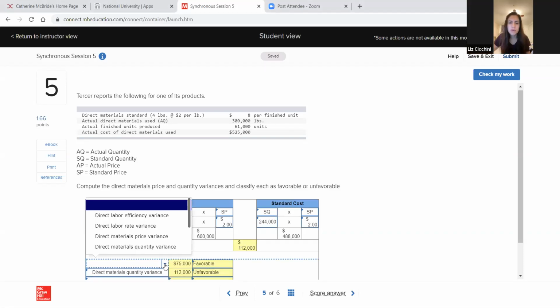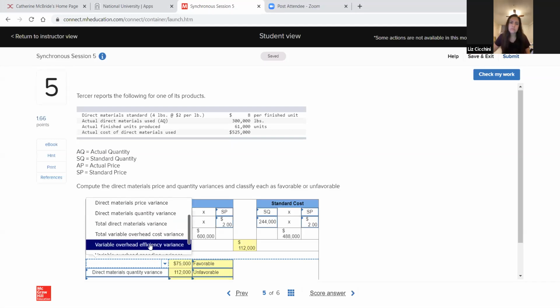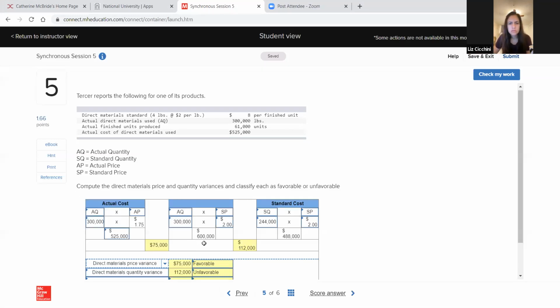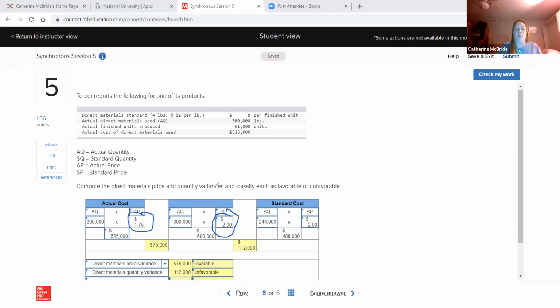Could you repeat that? So we plan to pay $2 per pound, right here. We did pay $1.75 per pound. Or in total, if we use 300,000 pounds, we planned for it to cost us $600,000 according to our budget. We only spent 525,000. So is that $75,000 favorable or unfavorable? Favorable.